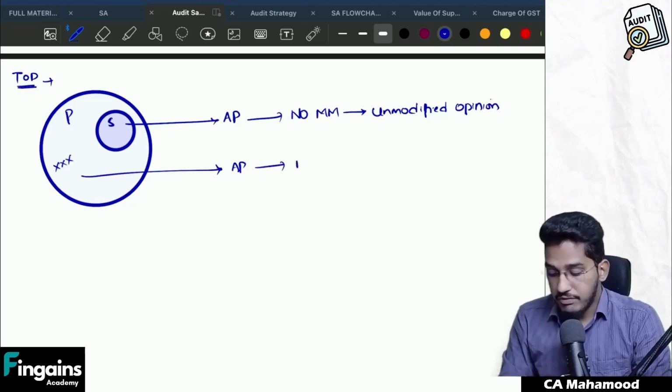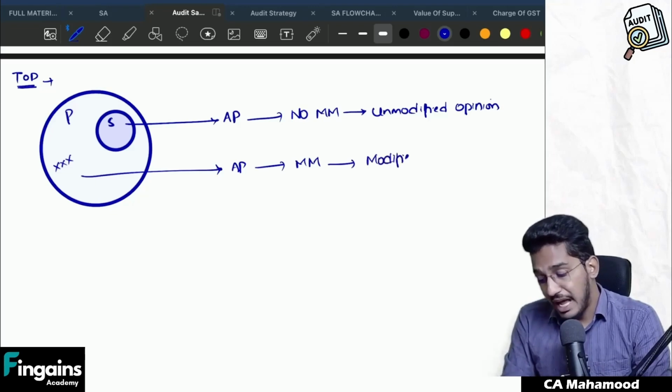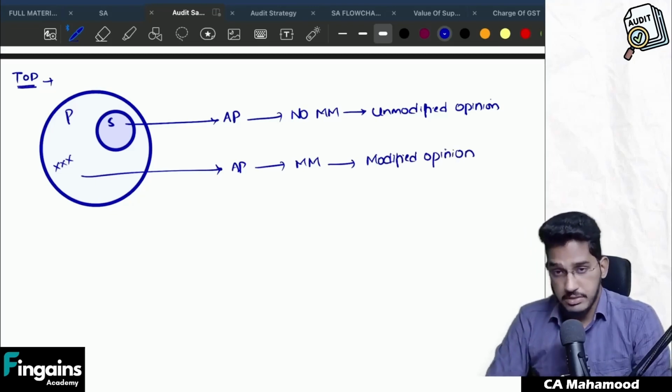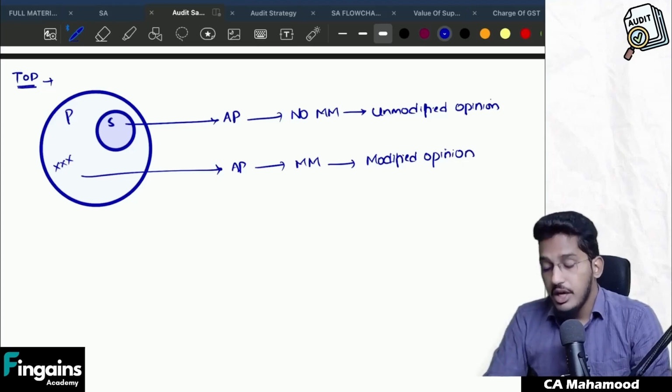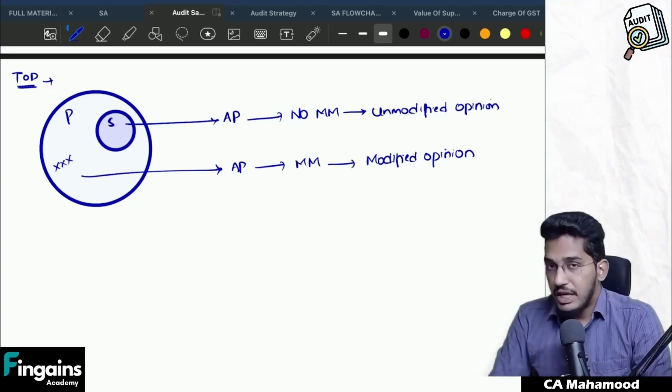So you would have concluded that there are material misstatements. You would have given a modified opinion, or you should have given a modified opinion. If you had performed audit procedures on the entire population, you would have found the misstatements which were not covered in the sample, concluded that the financial statements contain a material misstatement, and given a modified opinion. See, this is the appropriate opinion. You should have given a modified opinion.